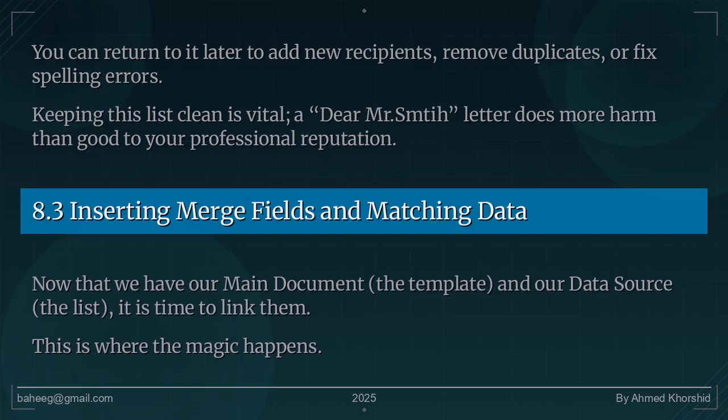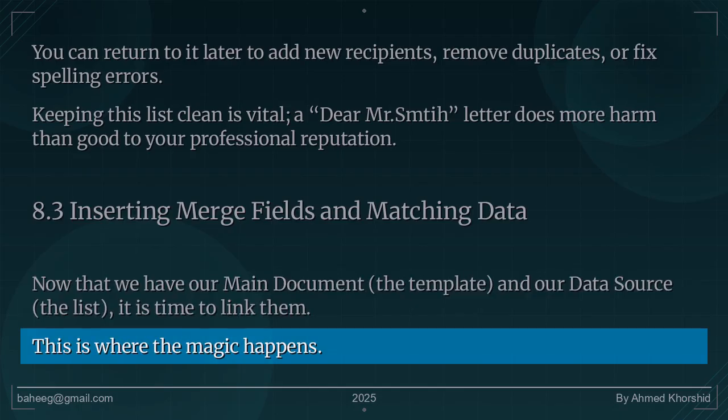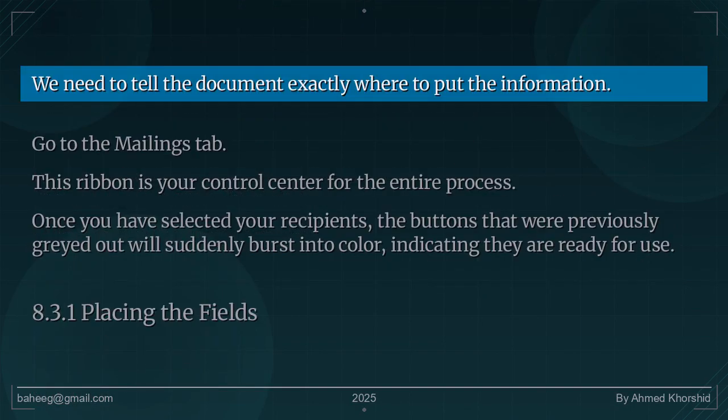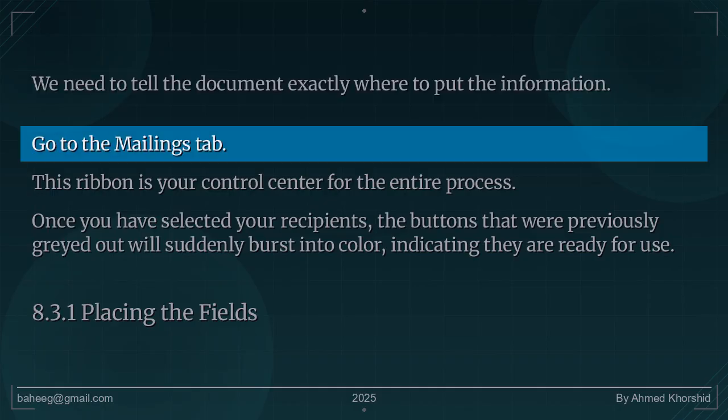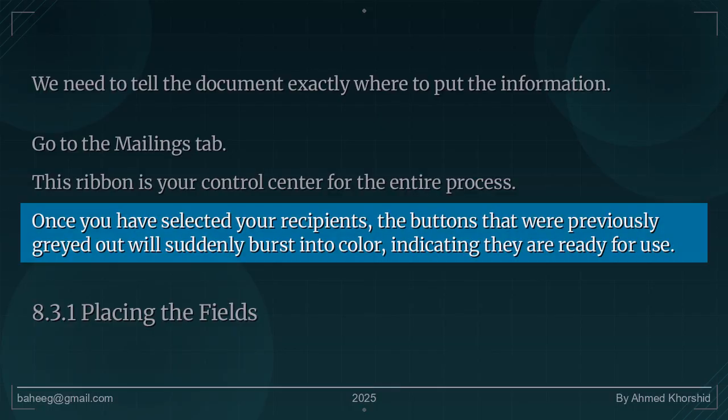8.3 Inserting merge fields and matching data. Now that we have our main document, the template, and our data source, the list, it is time to link them. This is where the magic happens. We need to tell the document exactly where to put the information. Go to the Mailings tab. This ribbon is your control center for the entire process. Once you have selected your recipients, the buttons that were previously grayed out will suddenly burst into color, indicating they are ready for use.